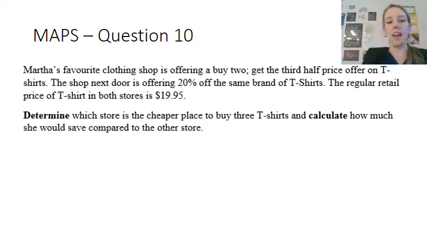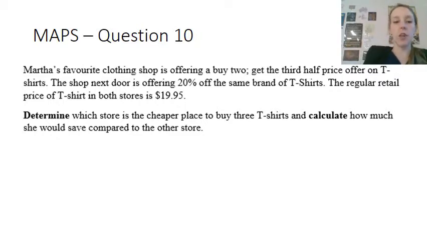Okay, question 10. So Martha's favourite clothing shop is offering a buy 2 get the third half price offer on t-shirts. The shop next door is offering 20% off the same brand of t-shirts. The regular retail price of t-shirts in both stores is $19.95. Determine which store is the cheaper place to buy 3 t-shirts and calculate how much she would save compared to the other store. Okay, so this is asking us to do a number of things. First, it's asking us to find out how much 3 t-shirts cost at both stores. Once we've done that, we need to work out which one's cheaper and by how much.